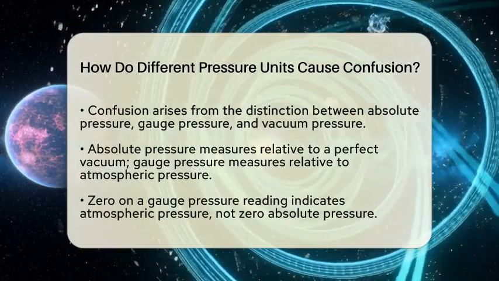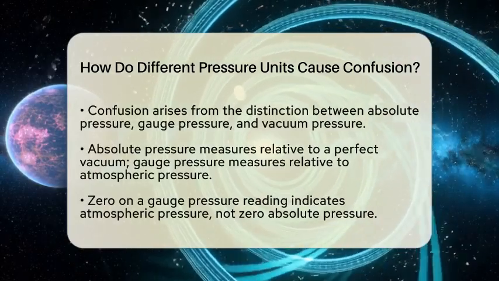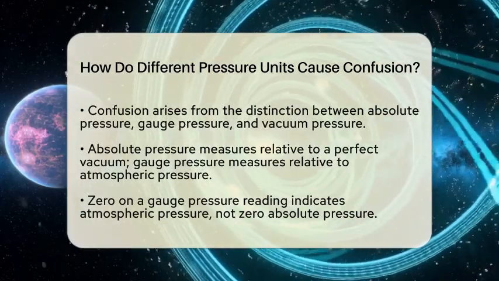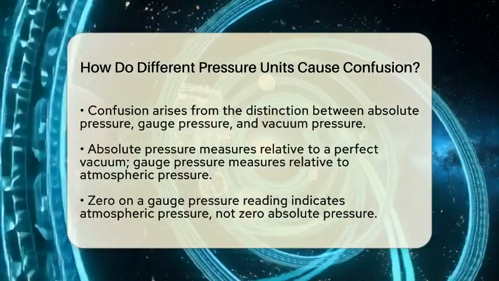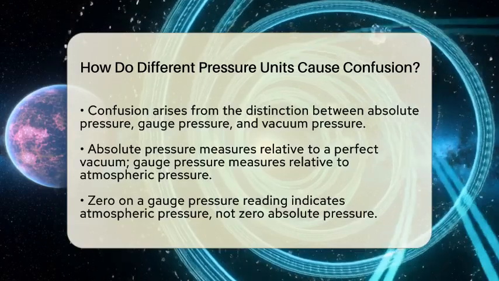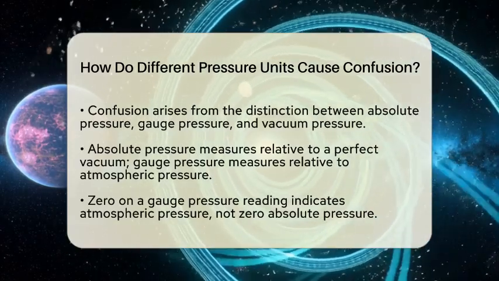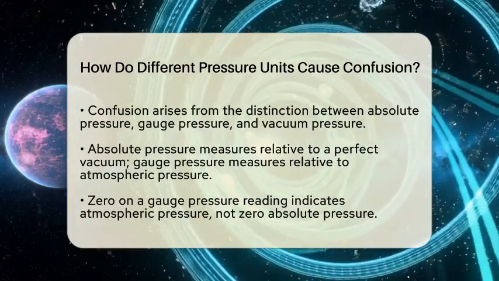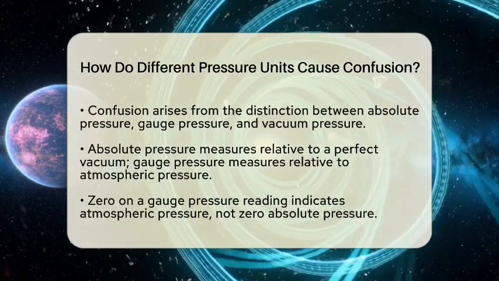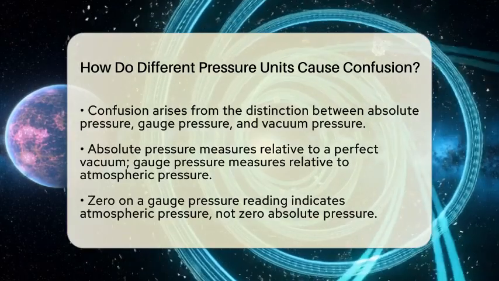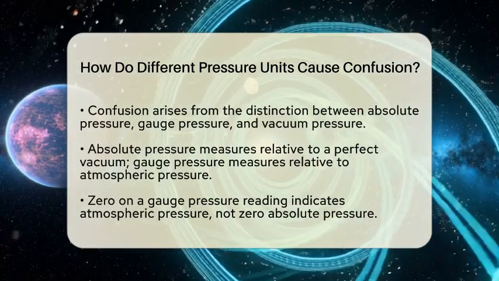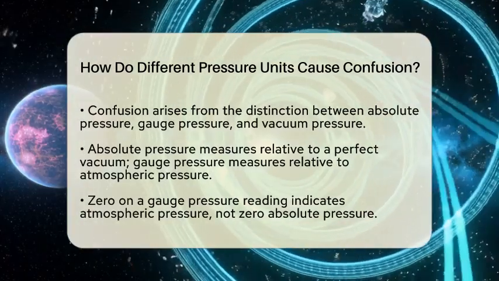Another layer of confusion comes from the different types of pressure measurements. Absolute pressure measures how much pressure there is compared to a perfect vacuum. Gauge pressure measures how much pressure is above or below atmospheric pressure. If a gauge reads 0, that actually means it's at atmospheric pressure, not 0 pressure at all. Vacuum pressure is a special case of gauge pressure, indicating pressure below atmospheric level.